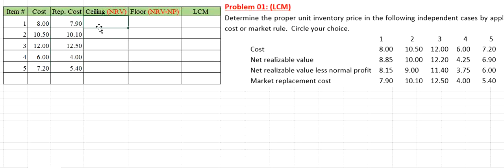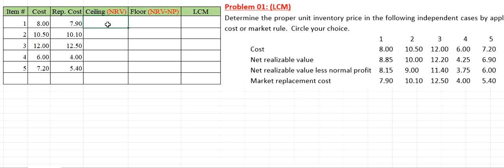Okay, now the next term we have is ceiling, which can also be called net realizable value. You do know that the net realizable value is calculated by selling price minus the selling expense or any commission paid. Okay, now luckily, as it's a basic numerical, the net realizable values are directly given to us, and we will just shift them to the answer table.